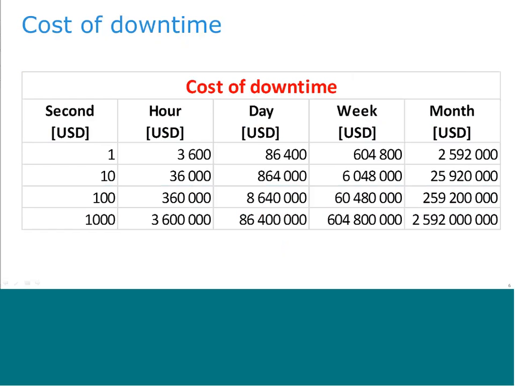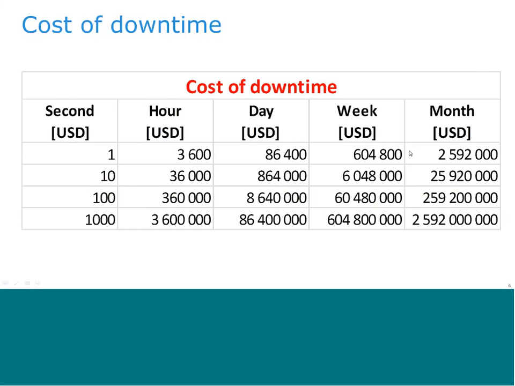So if downtime of my application costs me $1 per second, then 1 hour is almost $4,000. 1 day is $90,000. 1 week is $500,000, and 1 month is $2.5 million. You can say it's incredible. You can tell me, okay, Daniel, this is something like trying to frighten us. It is absolutely not possible that any application is inaccessible for a month.